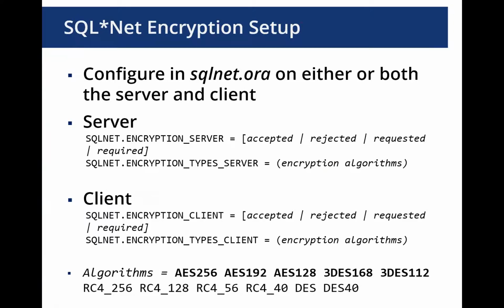So all I have to do is in one or the other. I can configure this either on the client or the server. We always recommend it being configured on the server because that gives you a centralized point of control. And you basically set it to accepted, rejected, requested, or required. And so you turn it on. We always recommend setting it to required, so now you enable it. And then you pick a different algorithm. At the bottom of the slide, I've included all the algorithms supported with Oracle 11.2.